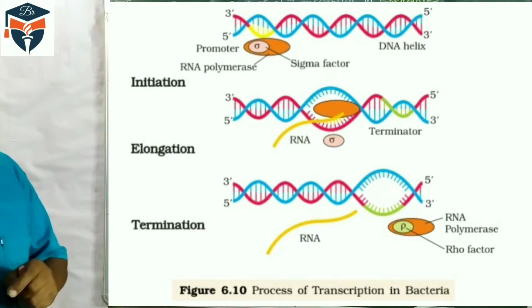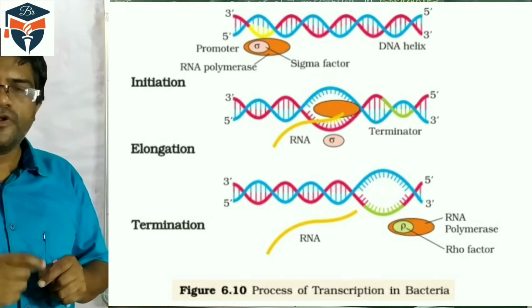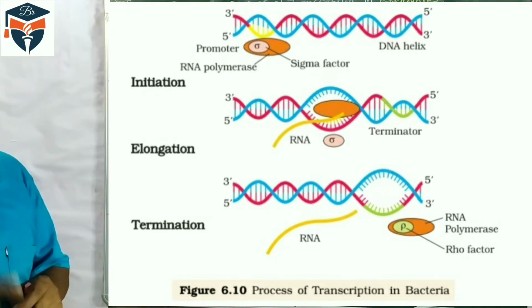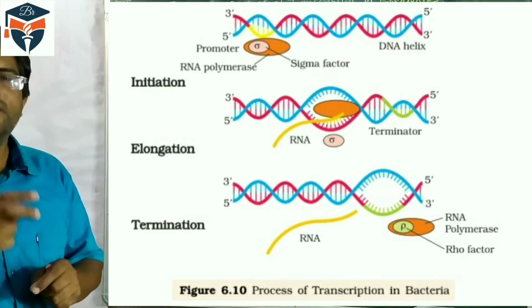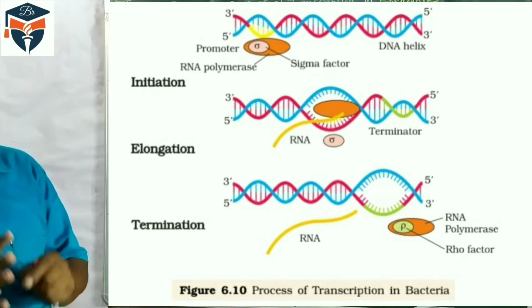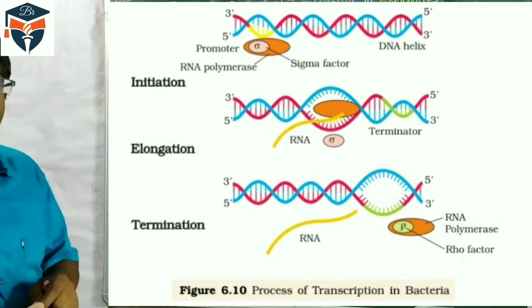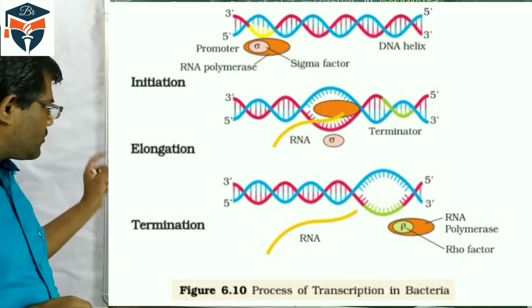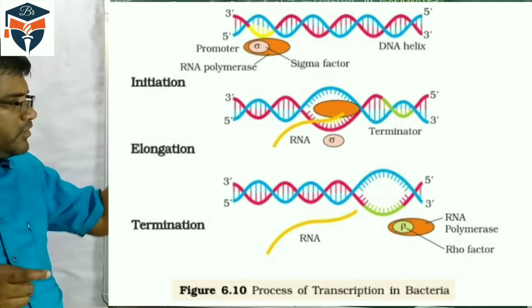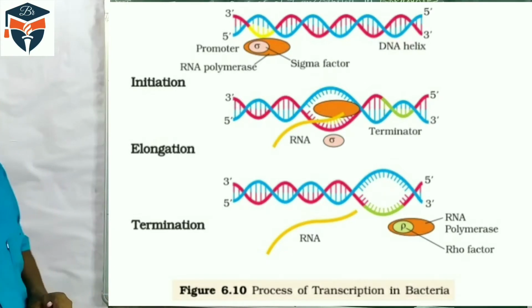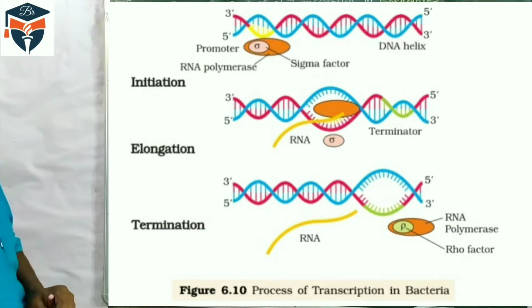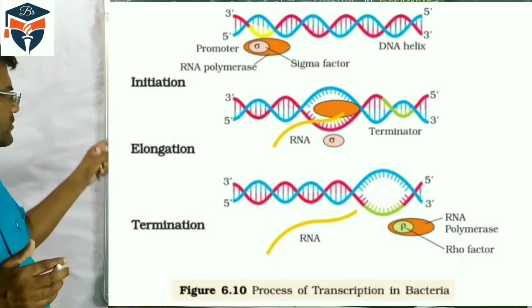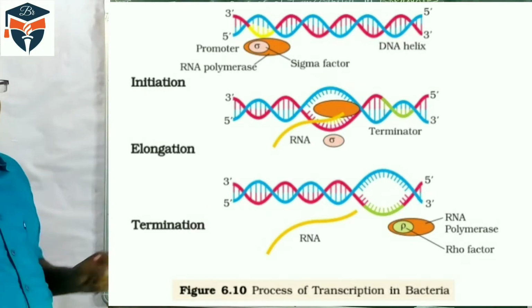And when the rho factor comes, the terminator factor comes along with the nonsense codon. So here the RNA polymerase stops working. So the process of transcription is terminated. It is stopped, and this is called termination. So in this diagram also, prokaryotic transcription is exhibited. We should remember prokaryotic transcription: initiation, elongation and termination.